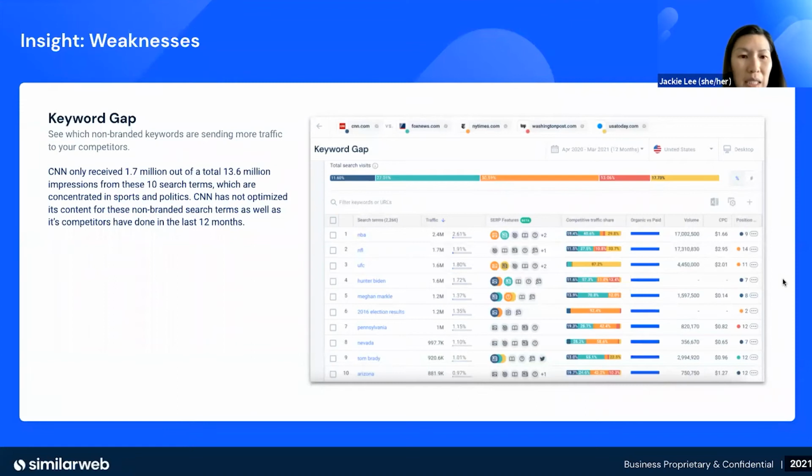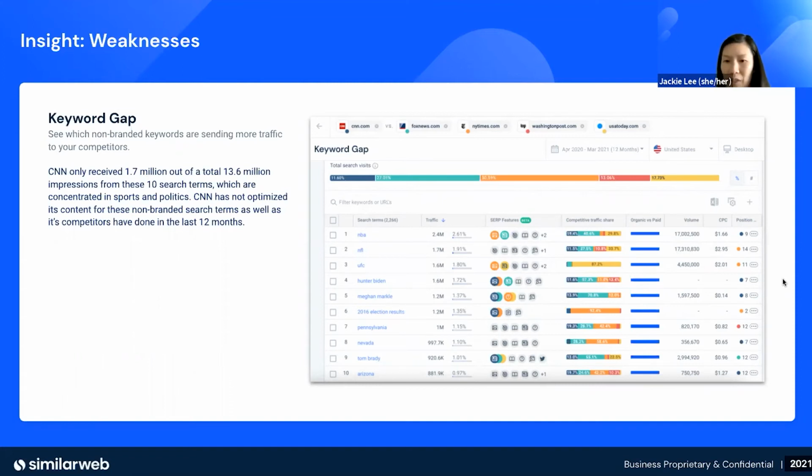What we did here is we pulled a list of the top 10 non-branded keywords where there might be a gap within CNN's content. CNN only received 1.7 million out of a total 13.6 million impressions from these 10 search terms in the last year. At a first glance, it looks like these topics are concentrated in sports and politics. And what this signals to me is that CNN has not necessarily optimized its sports and politics content for these specific non-branded search terms, as well as its competitors may have done in the last 12 months.